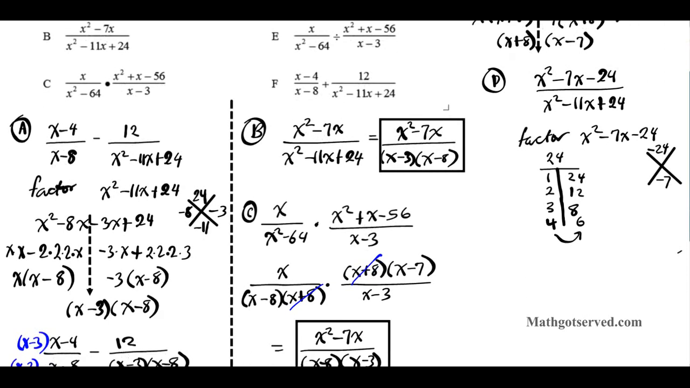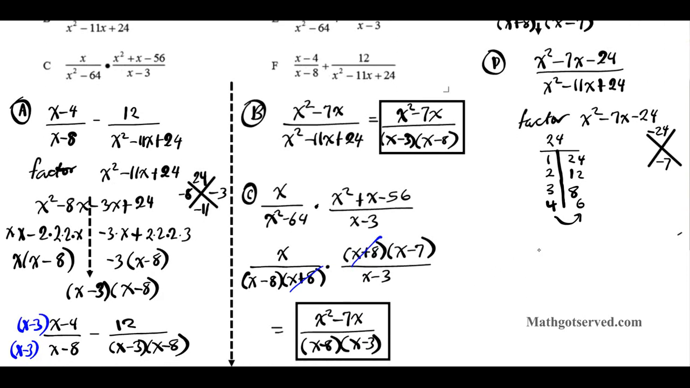All right. So for option D, we have the simplified form is x squared minus 7x minus 24 divided by, if we factor that, it's going to be x minus 3 times x minus 8. We already found that out. X minus 3, x minus 8. So does this match with the other ones? The answer is no. So this is not a match. Okay, it's not the same as the others.